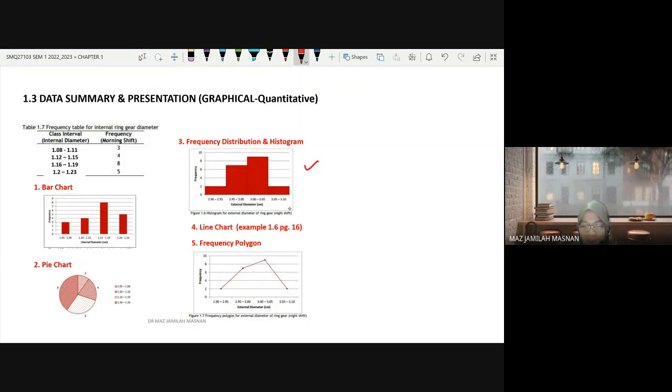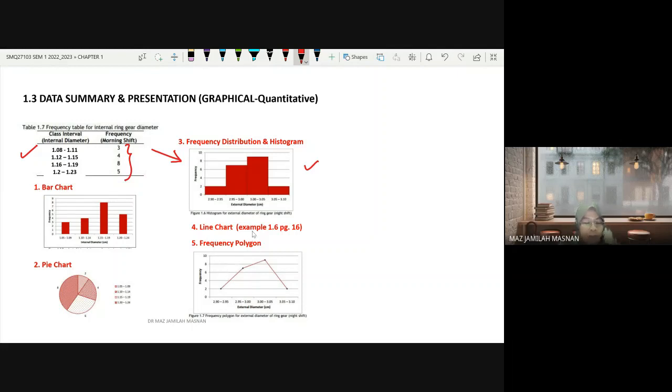Before we can have our histogram, definitely we will have to come up with our frequency table. Last time we have done that using Excel in order to come up with this particular frequency. And once we have got our frequency table, we can transform them into what we call histogram. So what are the graphical forms for quantitative data?